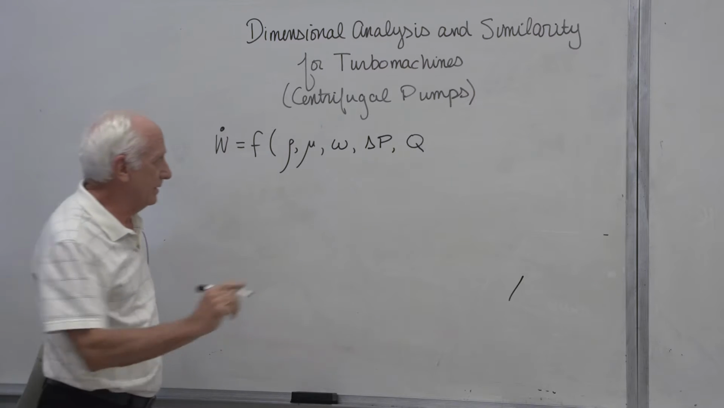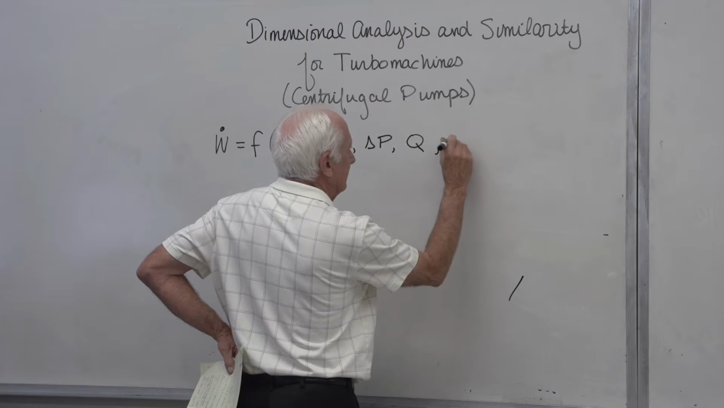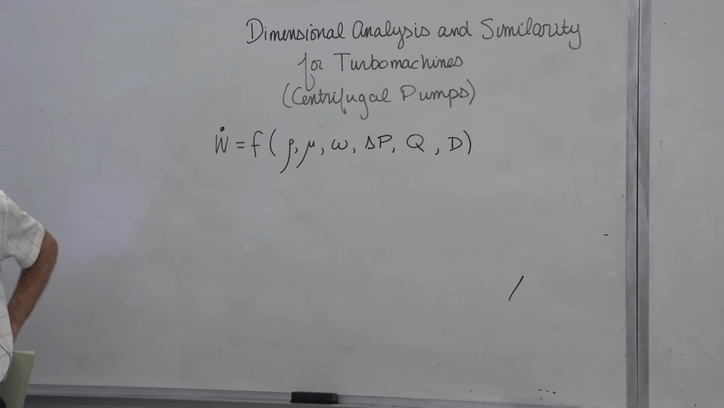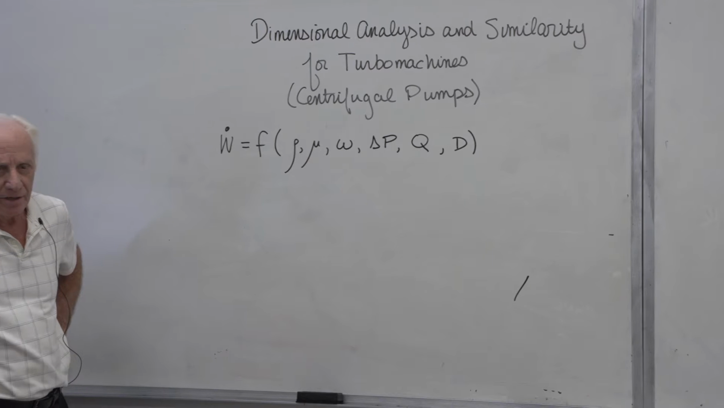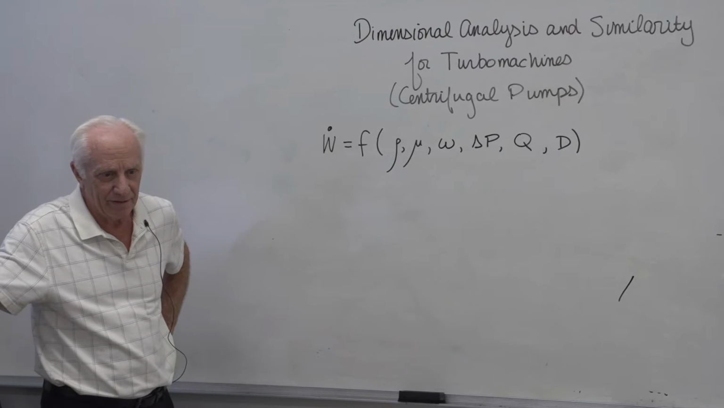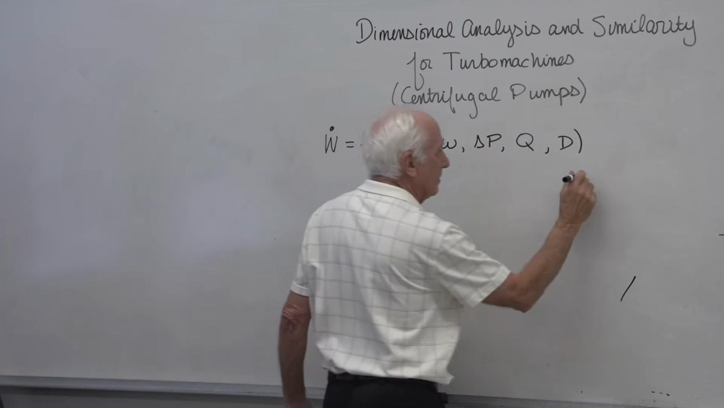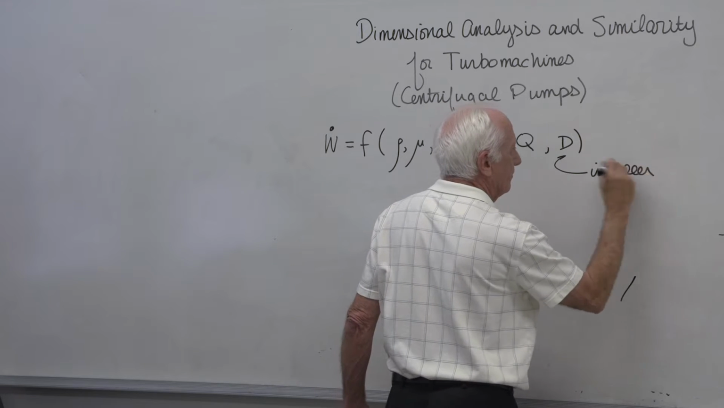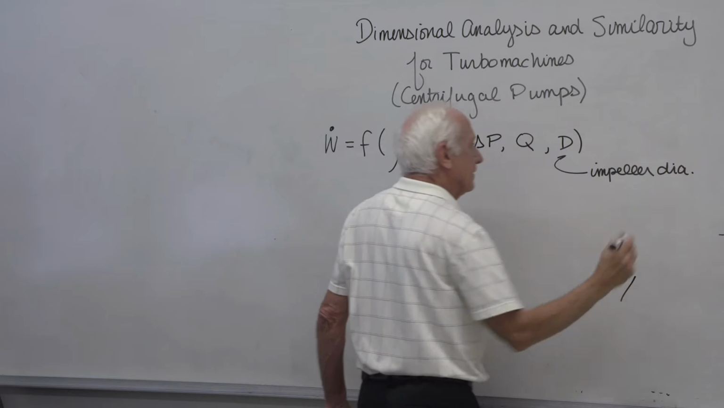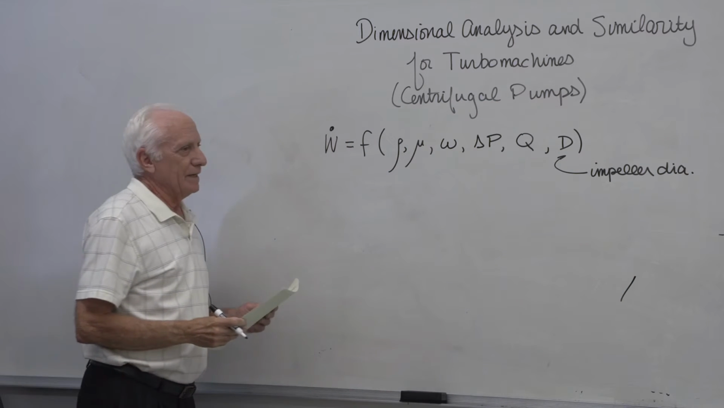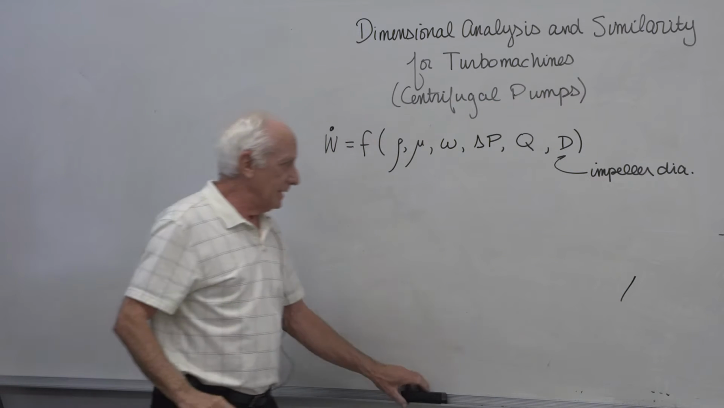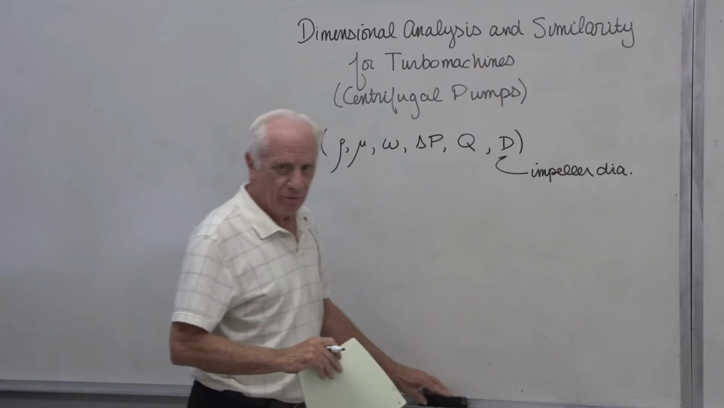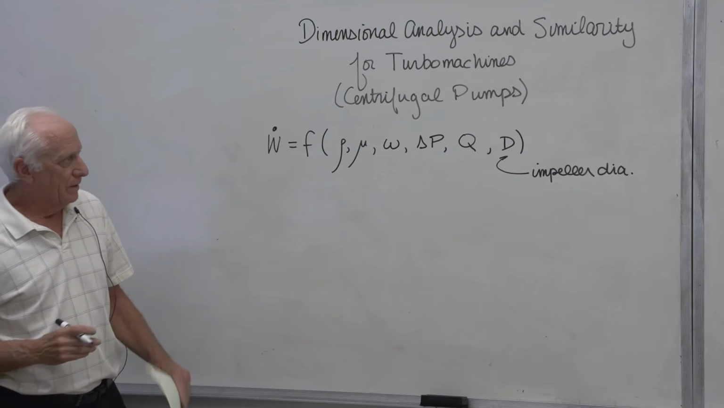And then another one is D. Now, D has nothing to do with the pipe diameter. It's the impeller diameter inside the pump casing. So this is the impeller diameter. Okay, so we'll do the dimensional analysis. We'll find out what we think are the important pi parameters for this case.